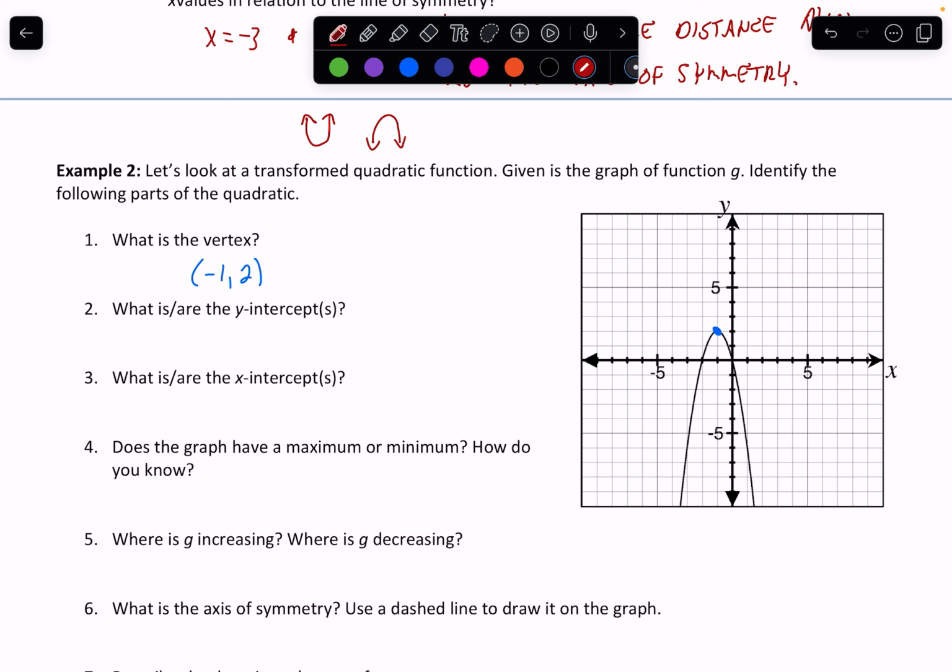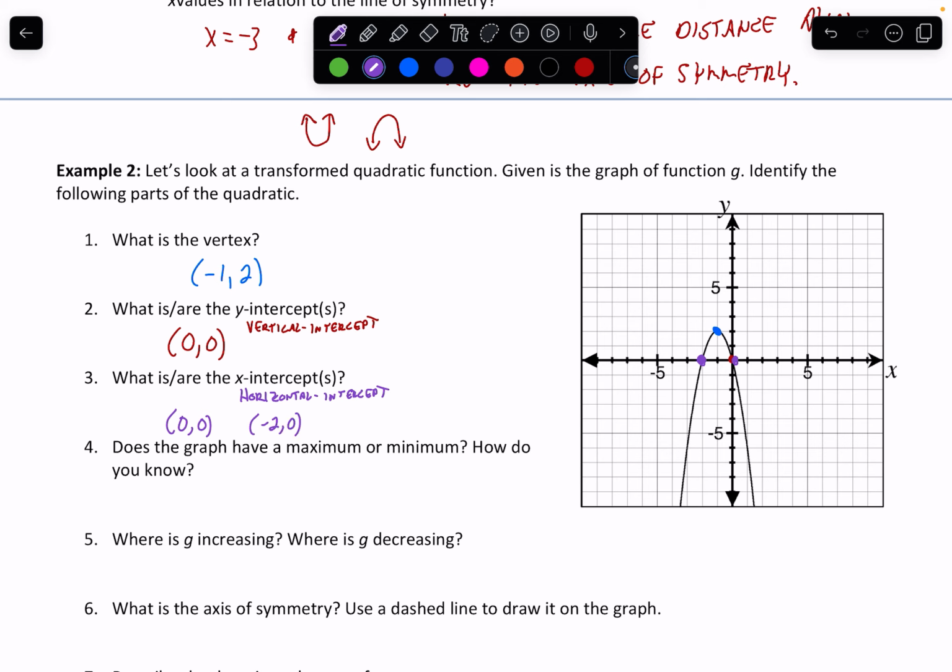Next up, we've got the y-intercept, also known as your vertical intercept. That's where it crosses the y-axis. I'm going to label that point here, and it happens to be the origin. Then the x-intercept is also known as your horizontal intercept. Here we have two x-intercepts. Right here is one of them, and the y-intercept is actually shared. So we have an x-intercept at the origin, (0, 0), and also at (-2, 0).